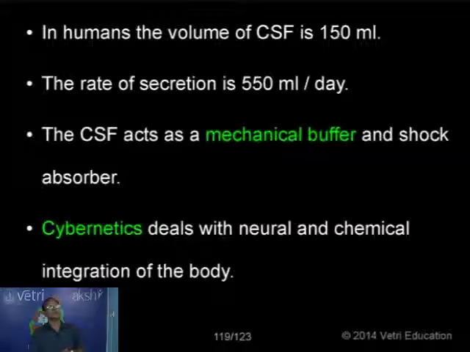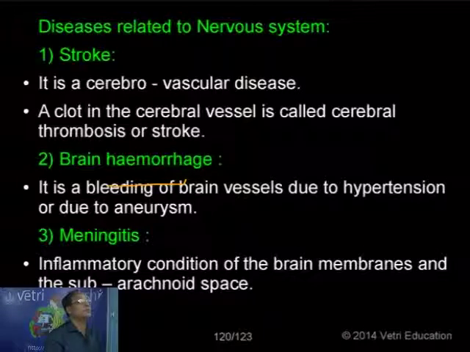And we have to know some facts related to the nervous system. What do you mean by cybernetics? It is a field of study dealing with chemical and nervous coordination. So cybernetics normally deals with the neural and chemical coordination of the body. So these are the facts. This is over up to CSF, and some of the facts relate to the coordinating system. The study dealing with nervous and chemical coordination is called cybernetics.